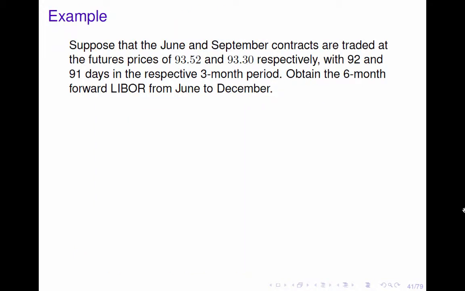Suppose that the June and September contracts are traded at the futures price of 93.52 and 93.3 respectively, with 92 and 91 days in the respective 3-month period. Obtain the 6 months forward LIBOR from June to September.